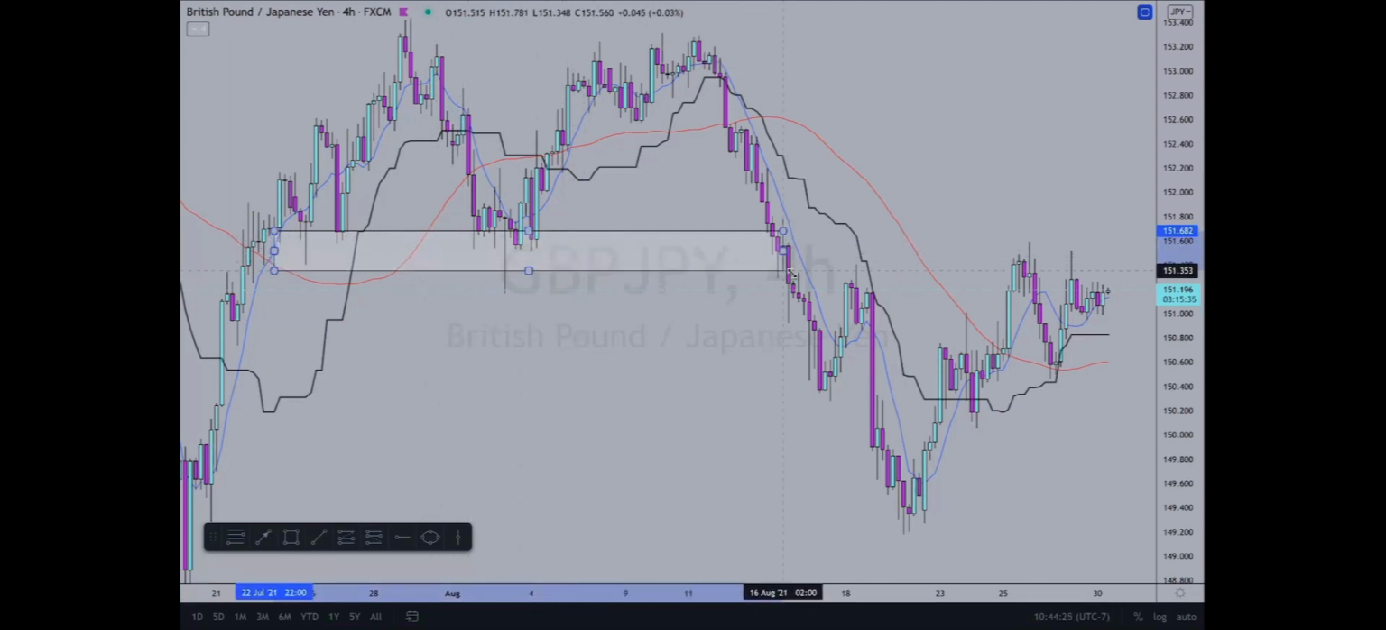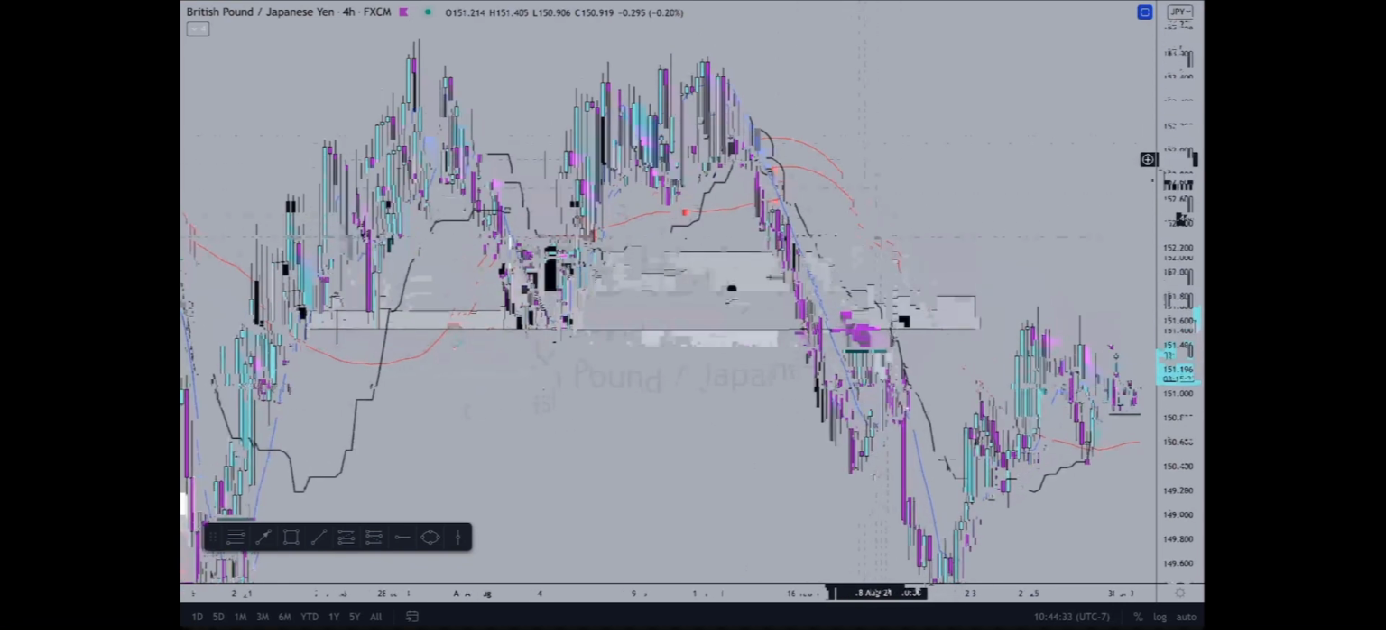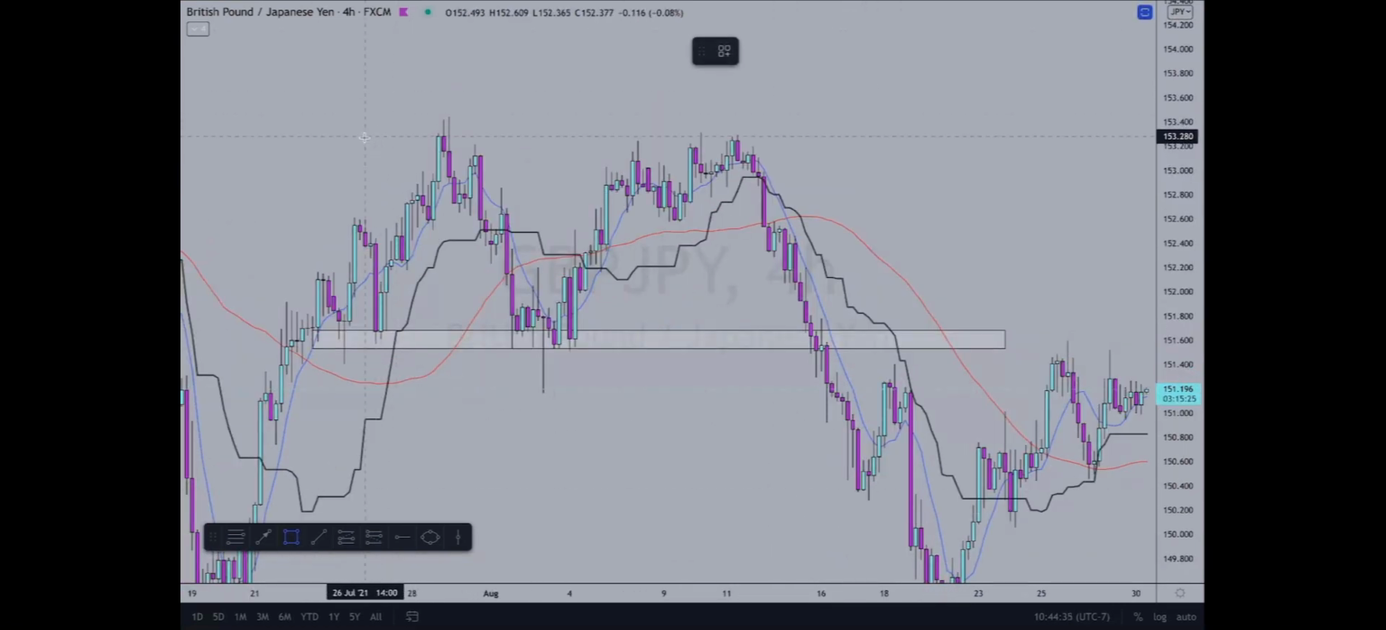Okay? Always remember one thing. Support and resistance can be broken, right? So as you can see right here, this floor broke. Okay, this floor broke.